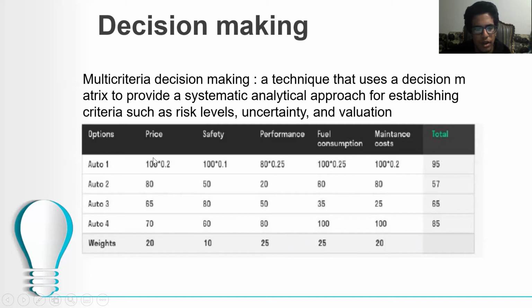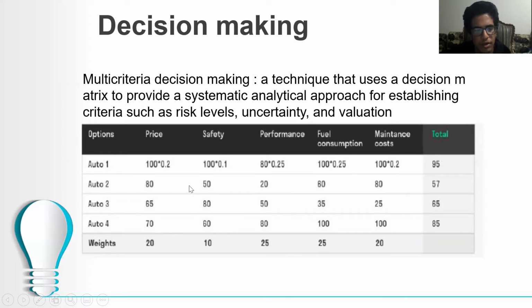We rate the options from 100, then multiply it by the weight. For example, here Auto 1 gets 100% in price, 100% in safety, 80 in performance, 100 in fuel consumption, maintenance, and 100 in maintenance costs. We multiply it by the weights, so we get a total of 95%.